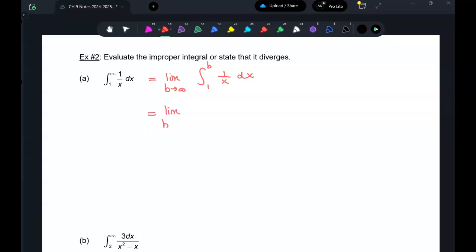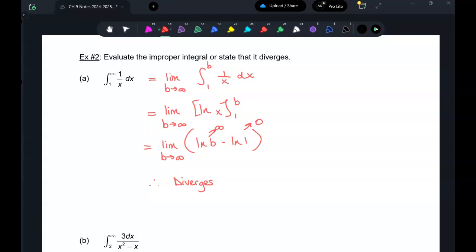Limit as b approaches infinity of what? Of the integral of 1 over x from 1 to b. That's the natural log of x. So this limit at the end: natural log of b minus natural log of 1. Natural log of 1 is 0. Yeah, that goes to 0, but this goes to infinity.